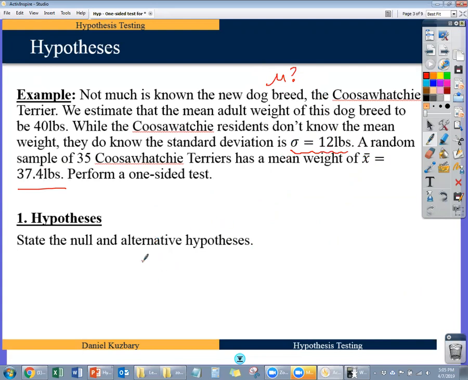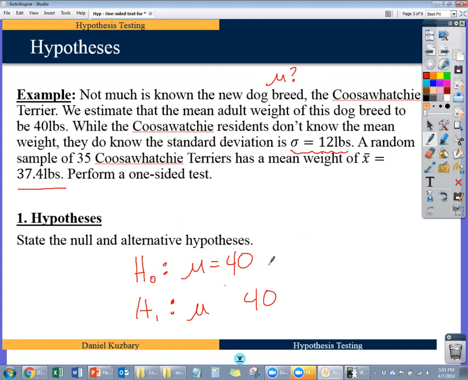The null hypothesis is going to be what we think the mean weight is, so we'll make our null hypothesis mu equal to 40. Remember, the equal sign always goes in the null, and we use basically anything but an equal sign in our alternative hypothesis. We're doing a one-sided test, which means our alternative needs to have a greater than or a less than sign.